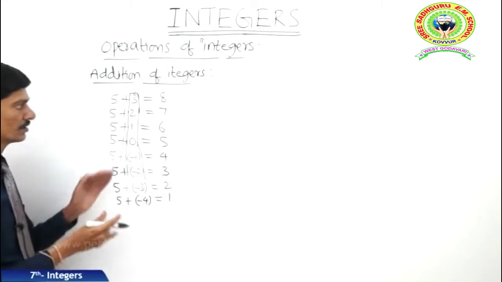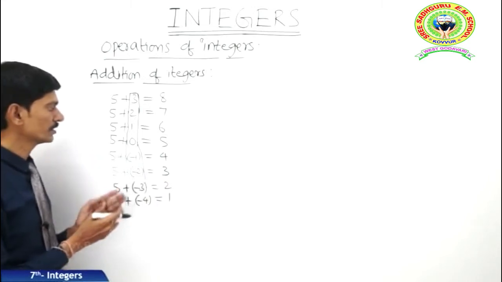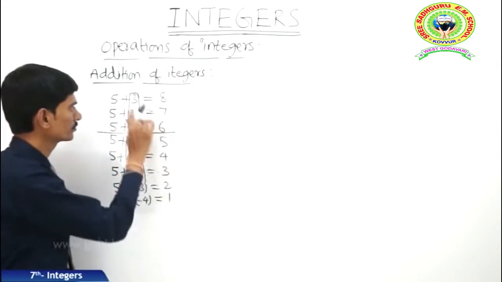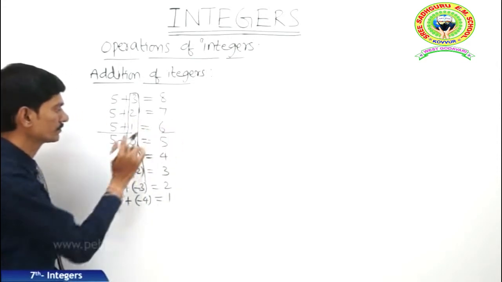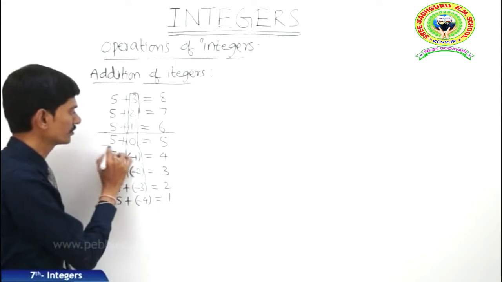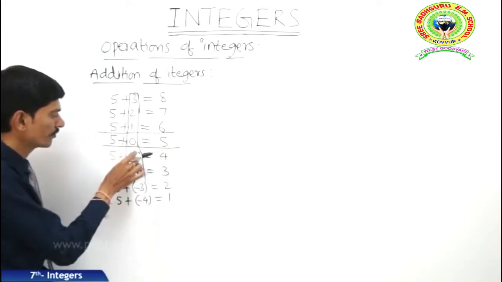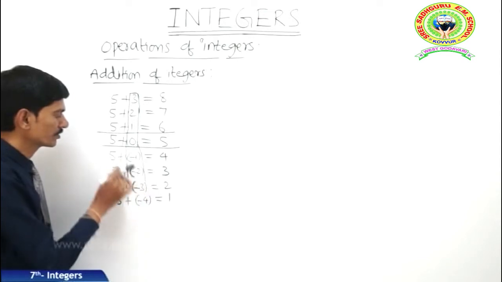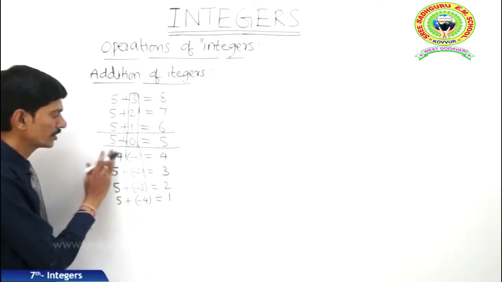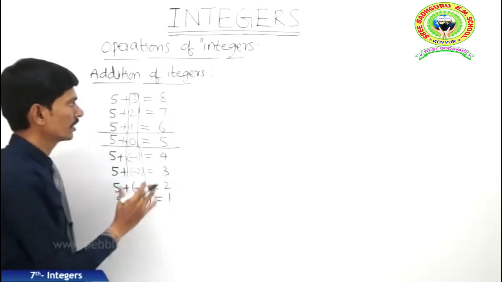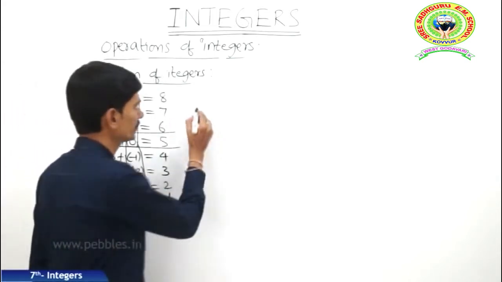Now let us see the same addition of integers. Up to 5 plus 1 equals 6, two positive integers are added, and here 5 plus 0, a positive integer is added to 0, and from minus 1, minus 2, minus 3, minus 4, a positive integer is added to a negative integer. Then you will see the same addition case on the number line.